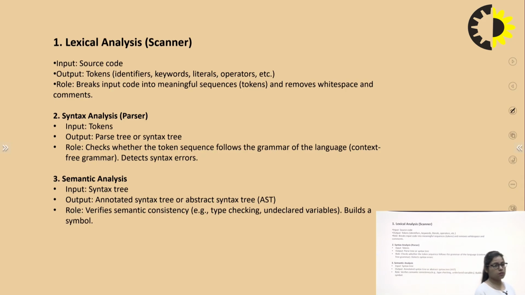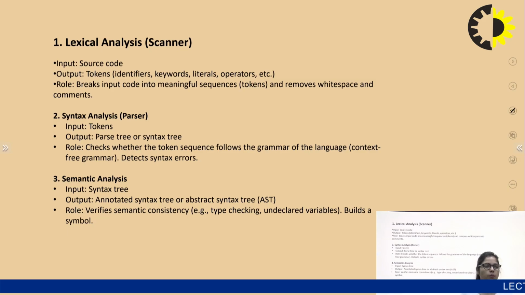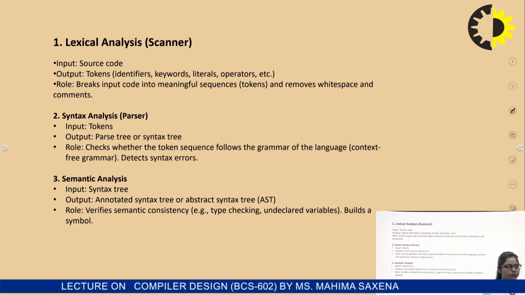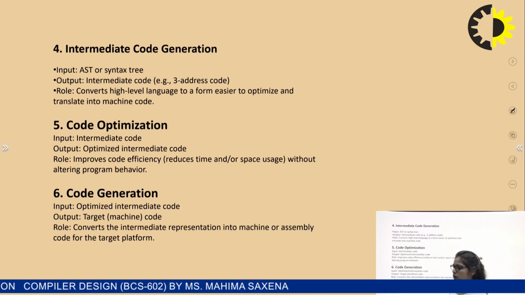The next one is semantic analysis. The tree is generated in the syntax analysis phase. The output of the syntax analysis phase is the input of the semantic analysis phase, and the output of semantic analysis is an annotated syntax tree. What is the idea behind this? Basically, it verifies semantic consistency, for example type checking, undeclared variables, etc. It builds a symbol table.